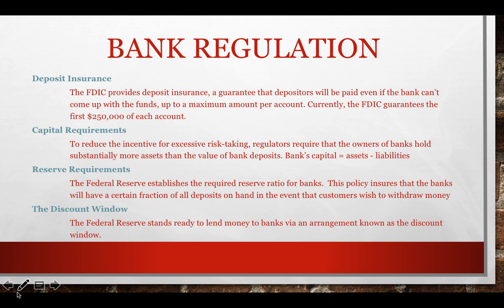And then finally, the discount window. This is not a literal place, but this is where banks can go to the Federal Reserve and borrow money from them. If they're ever not able to meet their requirements, they can go to the Federal Reserve, borrow money, and they can meet the requirements. This is, again, another tool to make sure people are always going to be able to get their money.